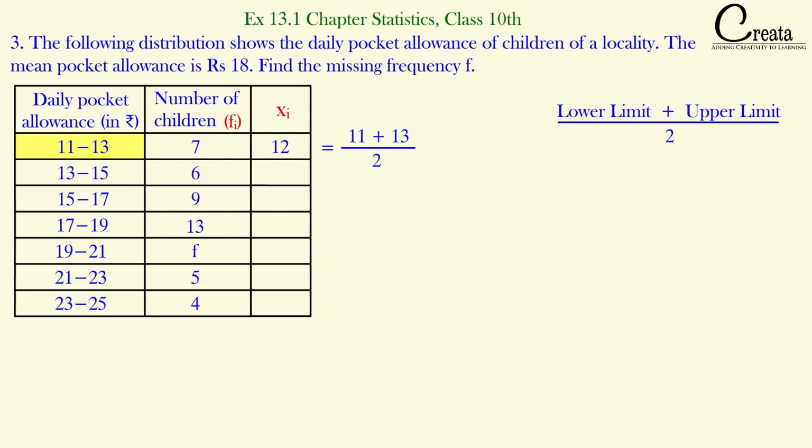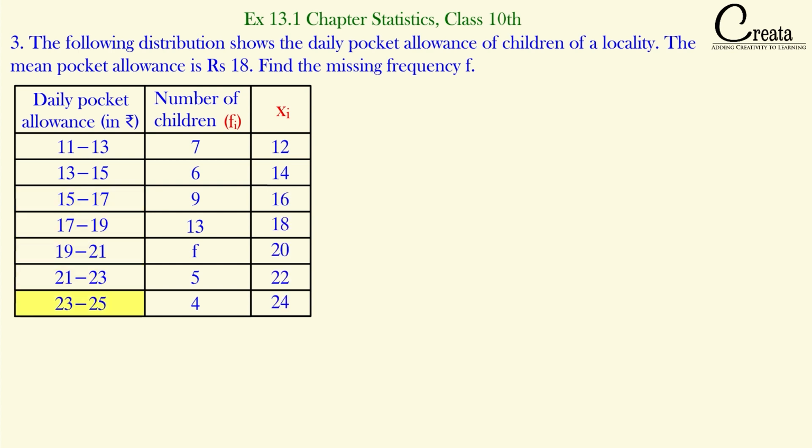Got it? Here we are not using the formula, as just by looking at the range, that is 11 to 13, we easily got the midpoint as 12. Similarly, for 13 to 15, the midpoint is 14. For 15 to 17, the midpoint is 16. Similarly, 18, 20, 22 and 24. These are Xi, that is the observation.